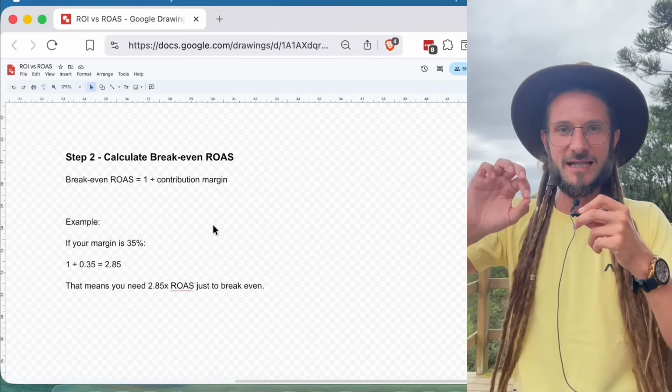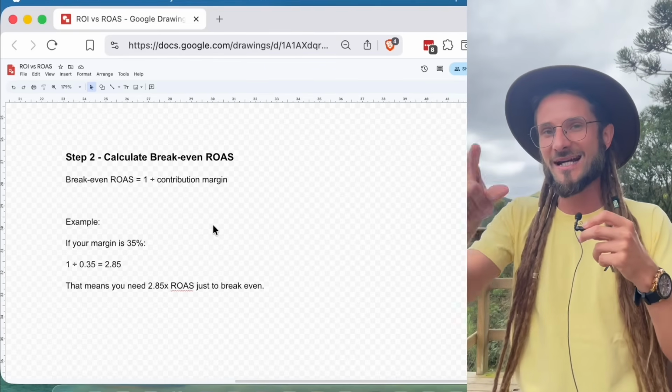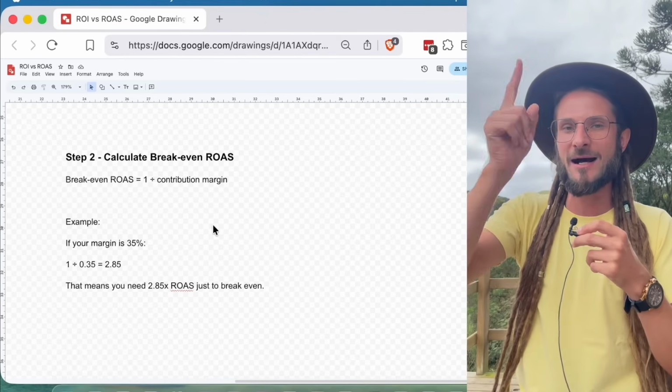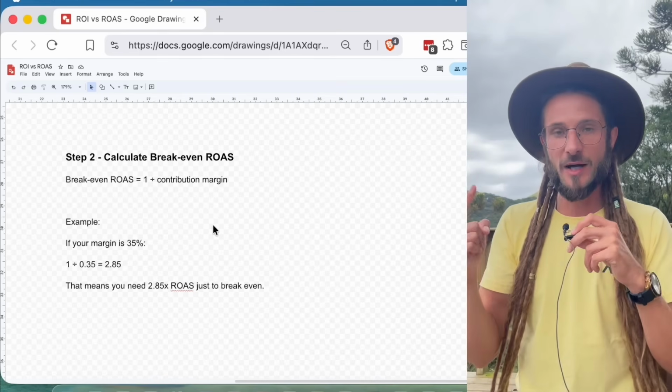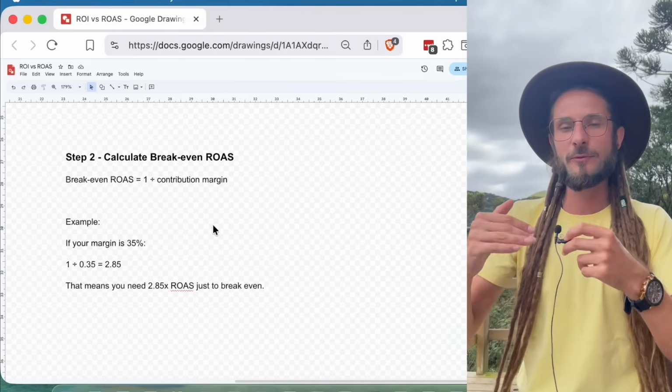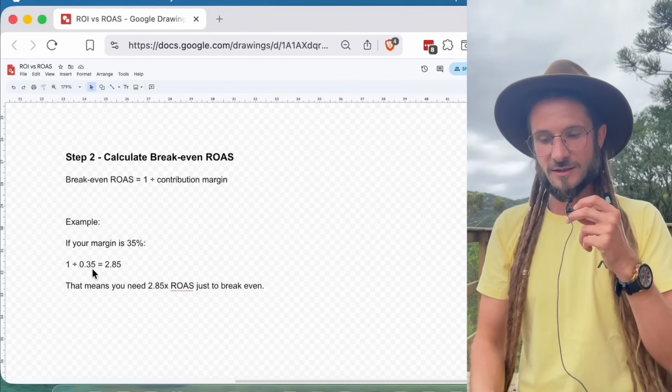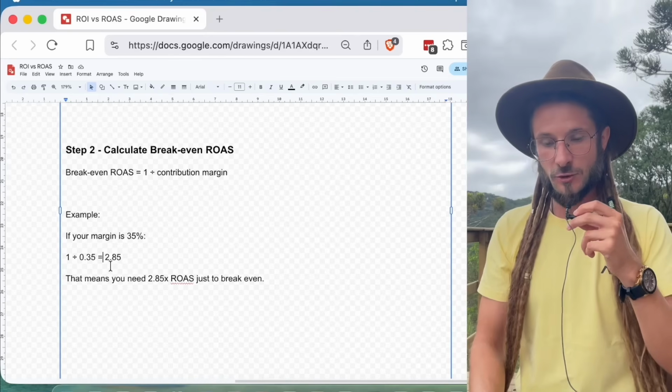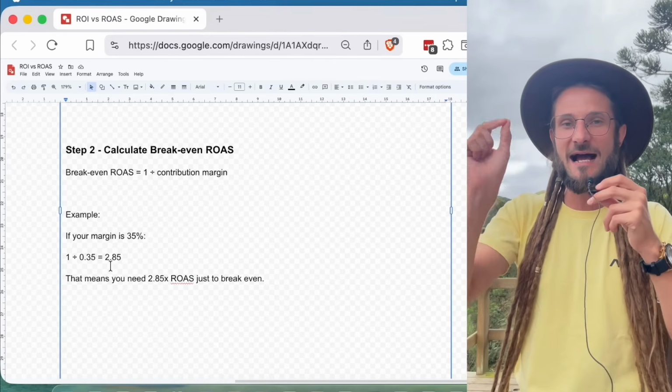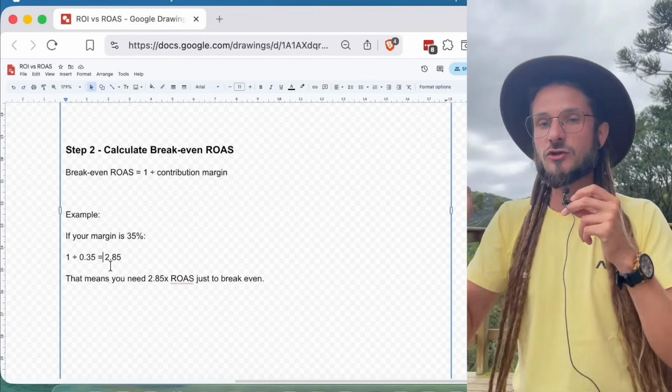We need to calculate the break-even ROAS. How do we do that? The break-even ROAS is 1: for every pound that you spend, you get a pound back. So you need to take 1 divided by the contribution margin. In the previous example, we calculated that was 35%. So 1 divided by 0.35 is 2.85. That means we need to have a ROAS of 2.85 just to break even.